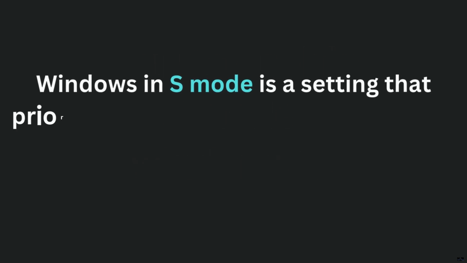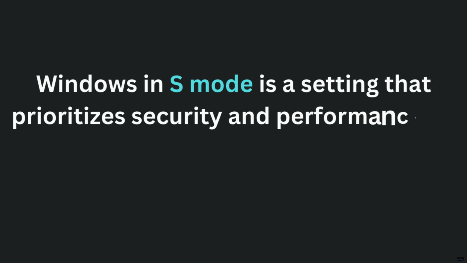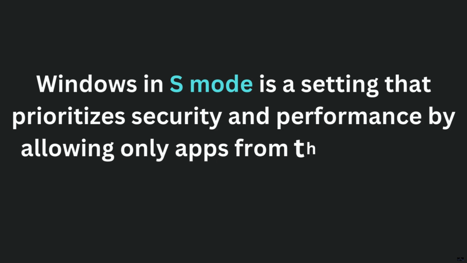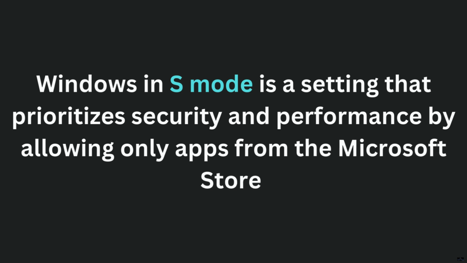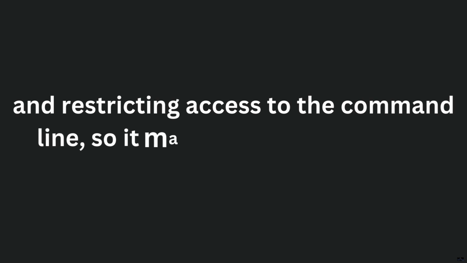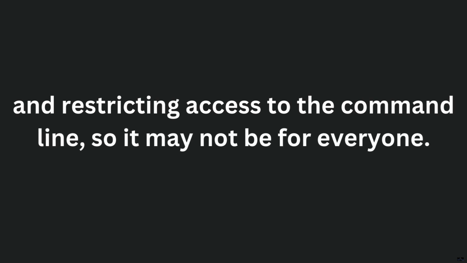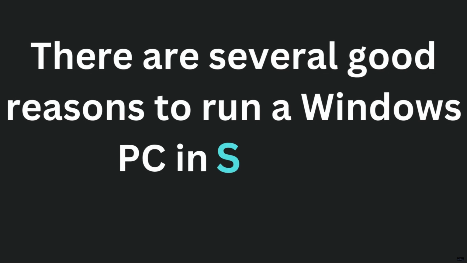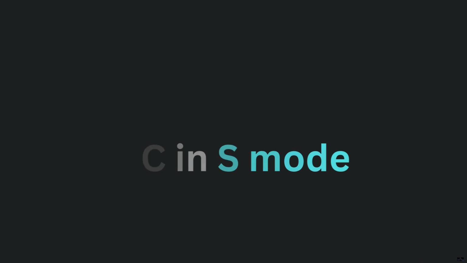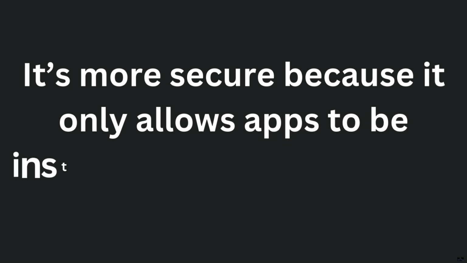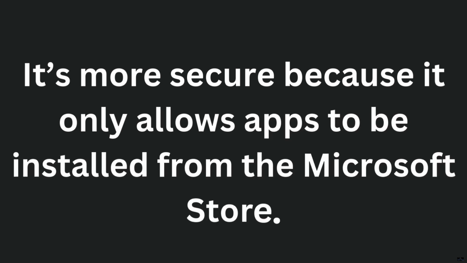So basically, Windows in S mode is a setting that prioritizes security and performance by allowing only apps from the Microsoft Store and restricting access to the command line, so it may not be for everyone. There are several good reasons to run a Windows PC in S mode, including that it is more secure because it only allows apps to be installed from the Microsoft Store.